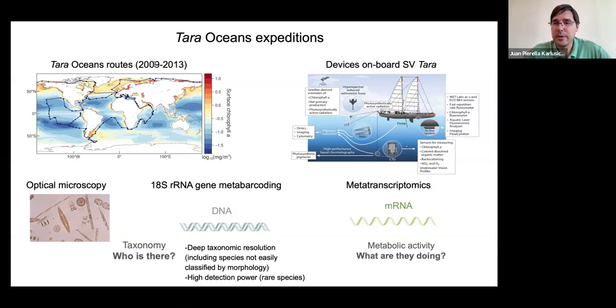And in addition, there was an extra dataset that corresponds to the analysis of the RNA from those samples, by metatranscriptomics. This type of dataset can give us information on what the plankton are doing at the moment of the sampling.